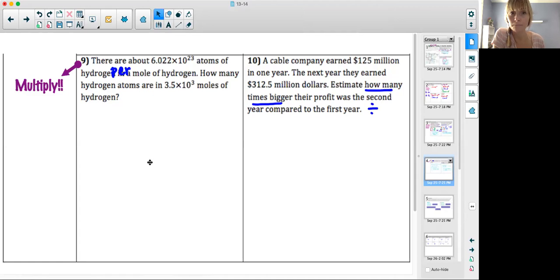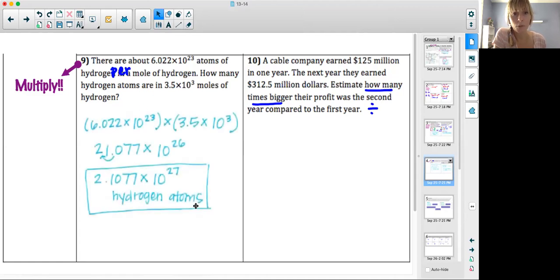All right, let's see how we did. Number 9, multiplication problem. Here we go. I set up multiplication right here: 6.022 times 10 to the 23rd times 3.5 times 10 to the third.